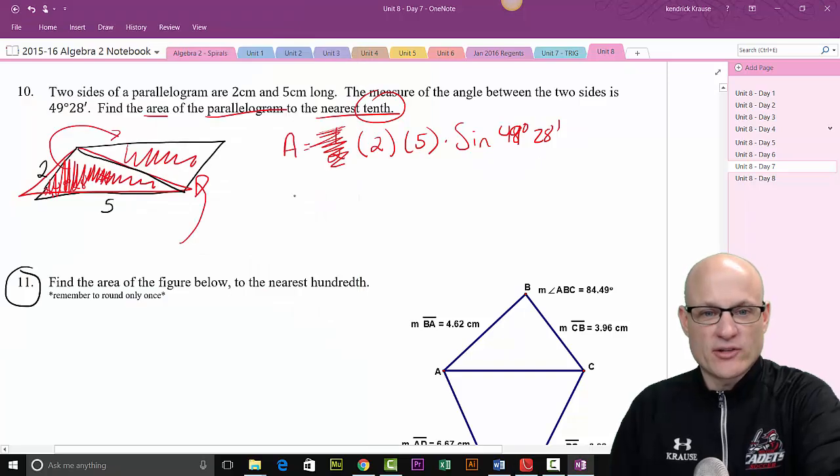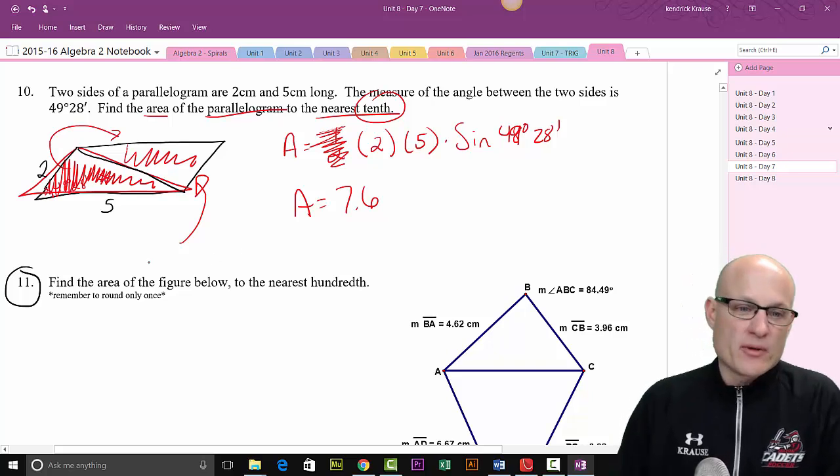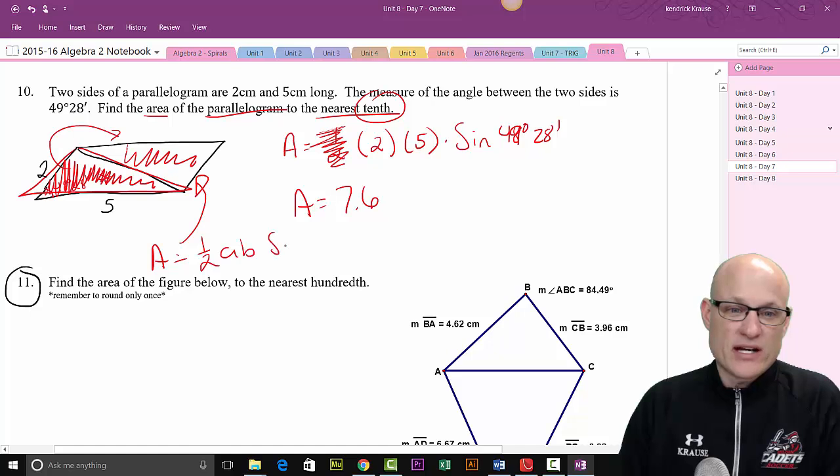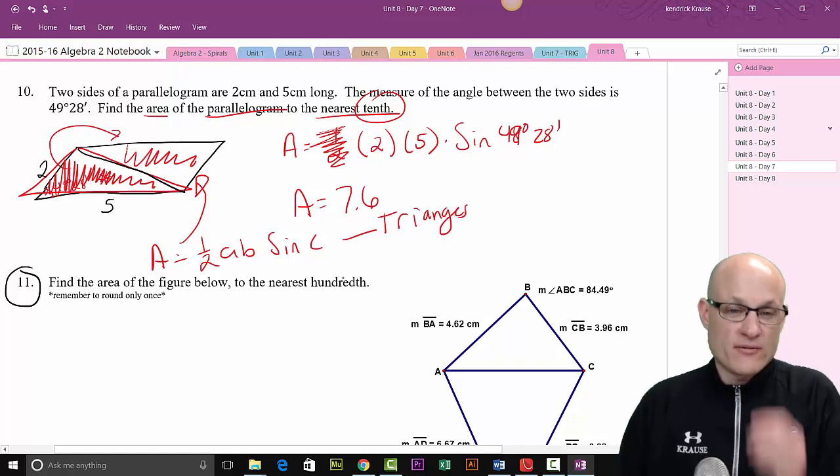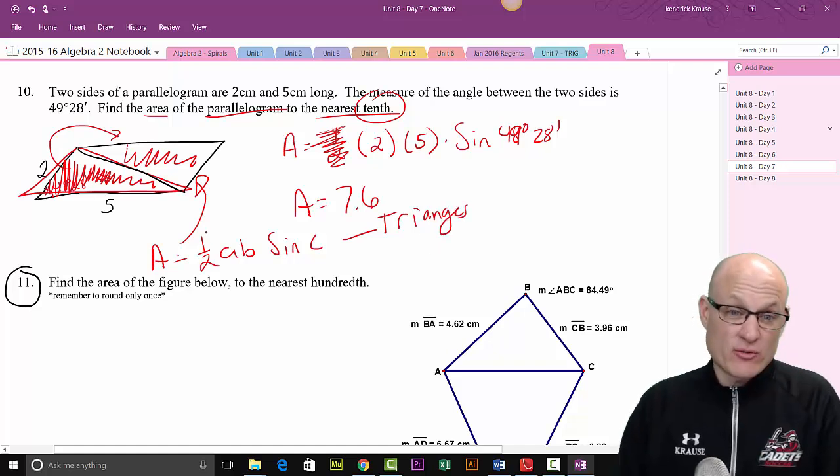So although we have the formula A equals 1/2 AB sine C, this works for triangles. But for a parallelogram, we just get rid of the half, and then this would be the area of a parallelogram. That's it, kids. That's all she wrote. The rest are yours. Good luck.